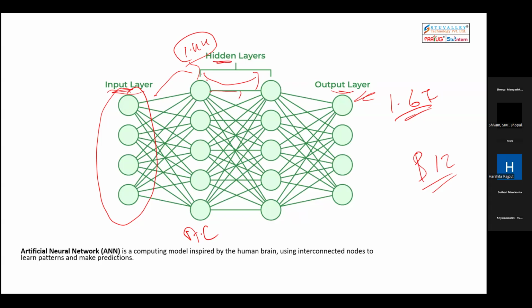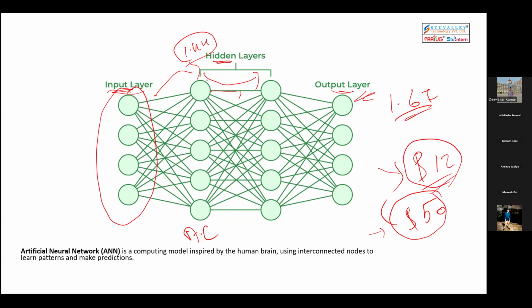But for example, let's assume the real-time price is $50. If the real-time price is $50 but your model predicted $12, then backward propagation happens, the weight updation will happen, until you get less error. Now your prediction is $12, but the exact price is $50, so it will do the updation. That's backward propagation and forward propagation. So basically, this is the work of the ANN.